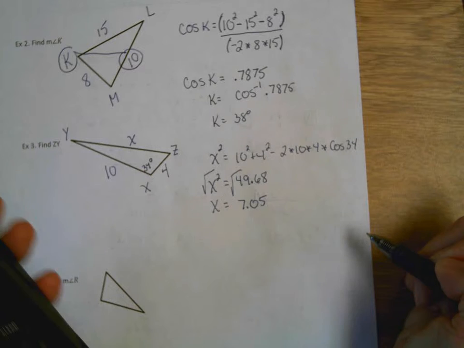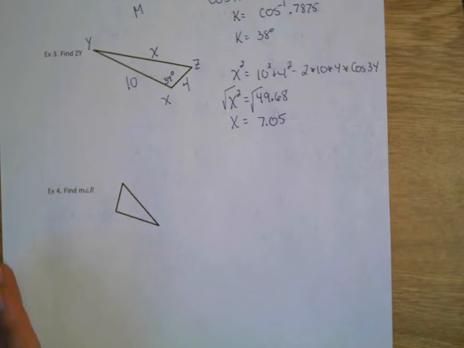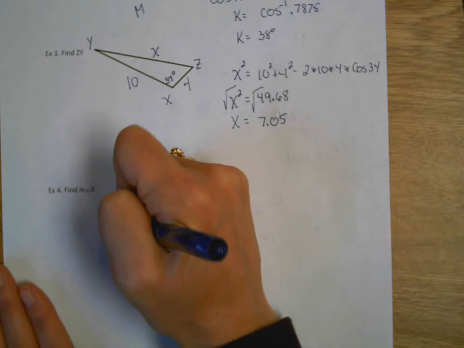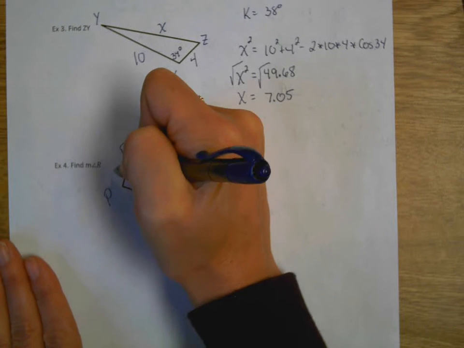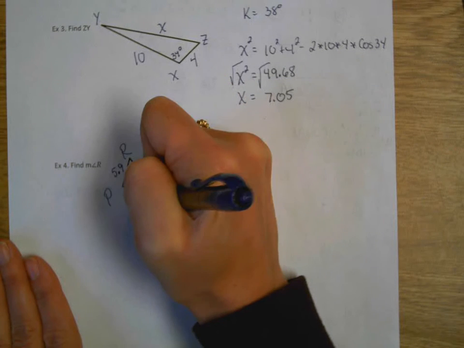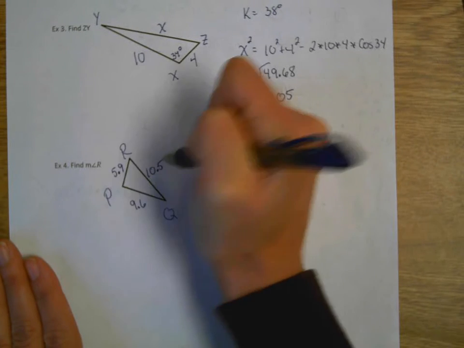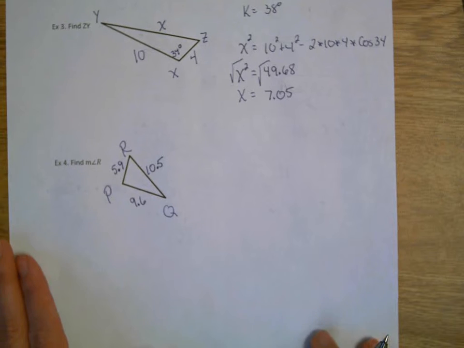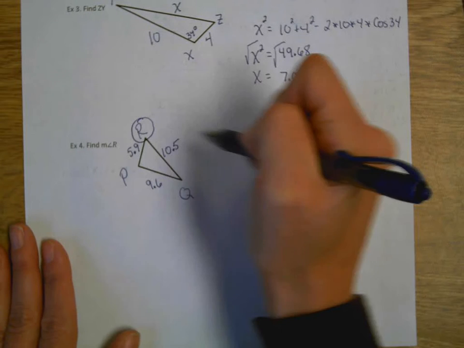So not bad today? The formula's a little bit uglier. We're not going to skip the last one. It's finding an angle. So we practiced the formula, each formula twice. Hopefully that's enough. So let's go P, Q, R. Let's make the numbers ugly: 5.9, 9.6, 10.5. And I am asking you to find angle R.